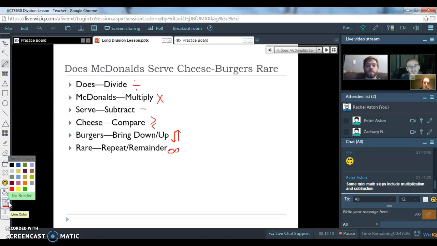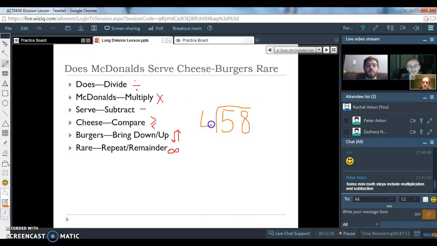So I'm going to have us do 58 divided by 4. The first thing we need to do is think that we need to divide. So that's going to be step number 1. So we're going to do that in red. The first thing we're going to do is divide 4 and think how many times can 4 go into 5 without going over? It goes in once.